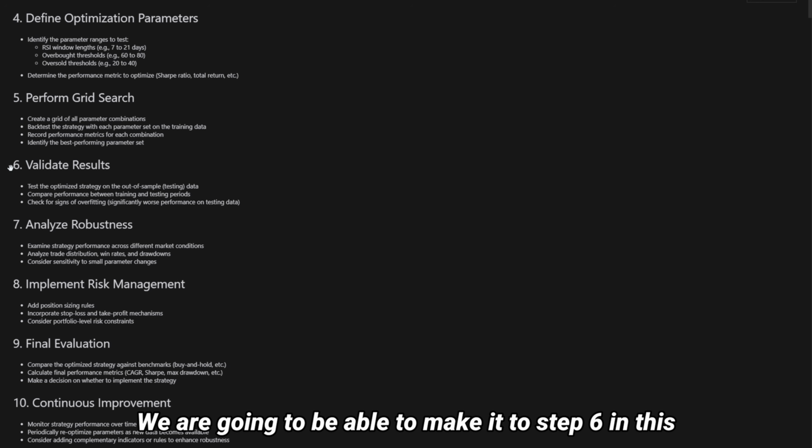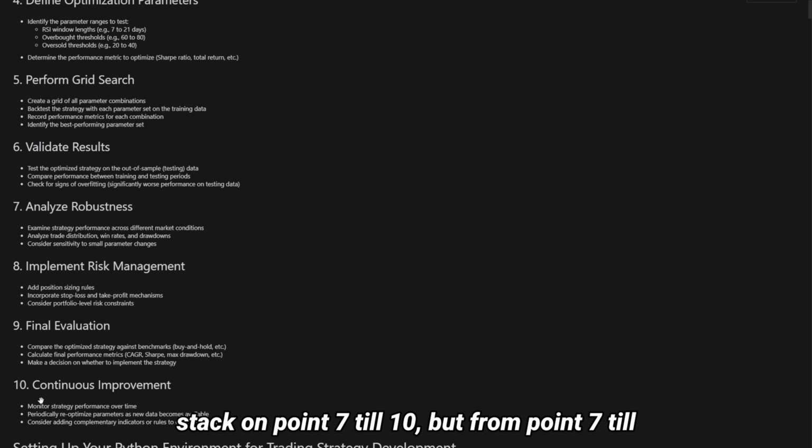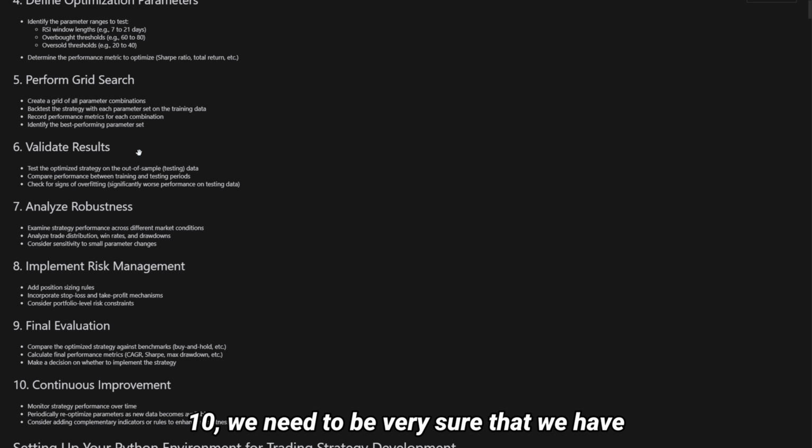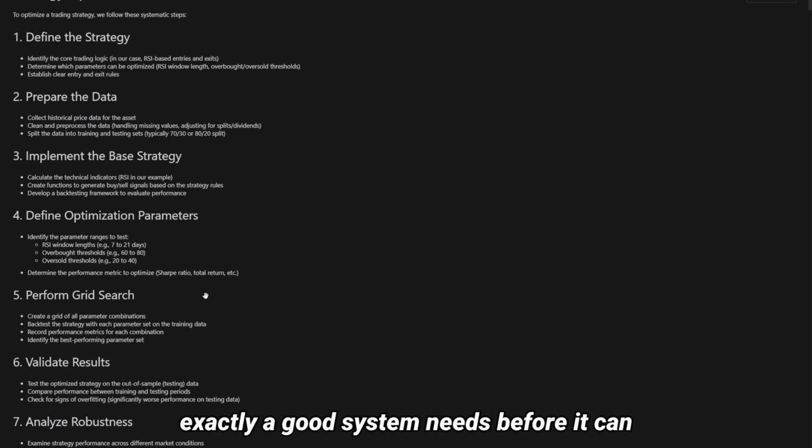We're going to be able to make it to step 6 in this video. And then later on, I am going to stack on steps 7 till 10. But from step 7 till 10, we need to be very sure that we have a valid system. And usually step 1 to 6 is going to be the most work, because you are going to have to find a system that actually yields very good results. And we're going to talk about what exactly a good system needs before it can actually classify as being a good system.